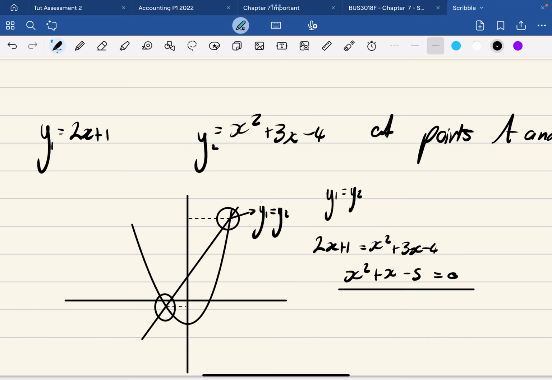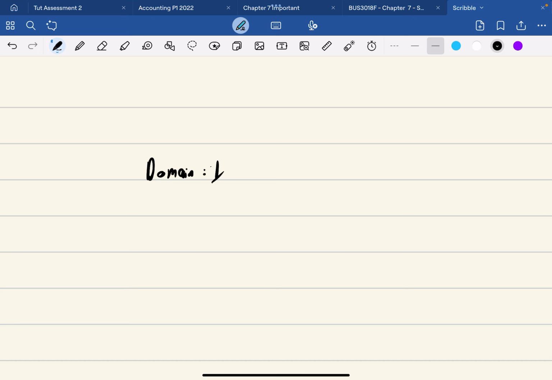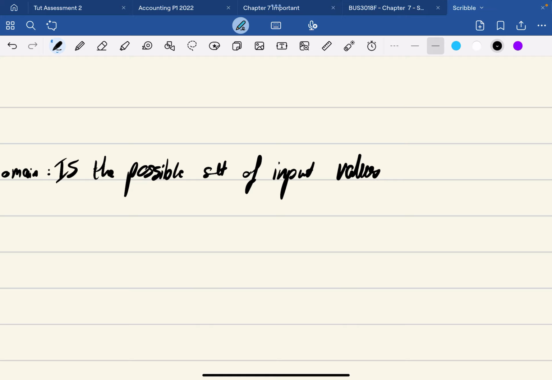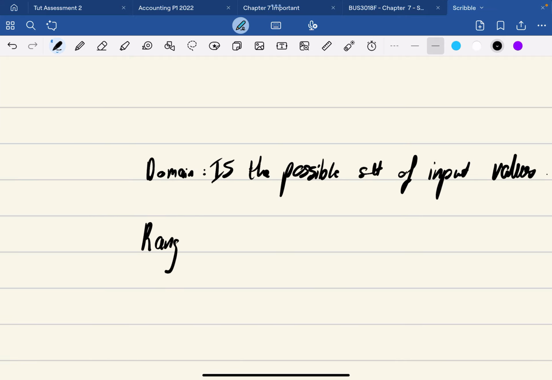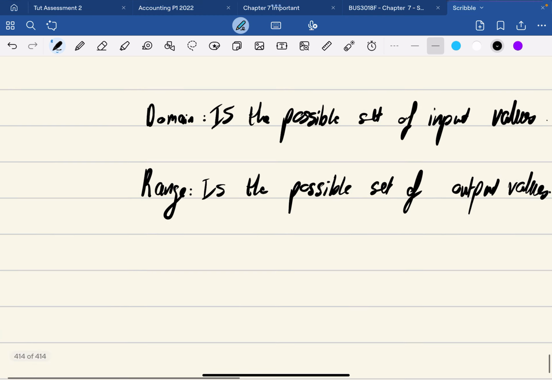Okay. So now you say, I also don't know the difference between the domain and range for a function. Okay. So the domain of a function is the possible set of input values, and the range is the possible set of output values. Okay, so let me explain a bit more. So let's go to domain.